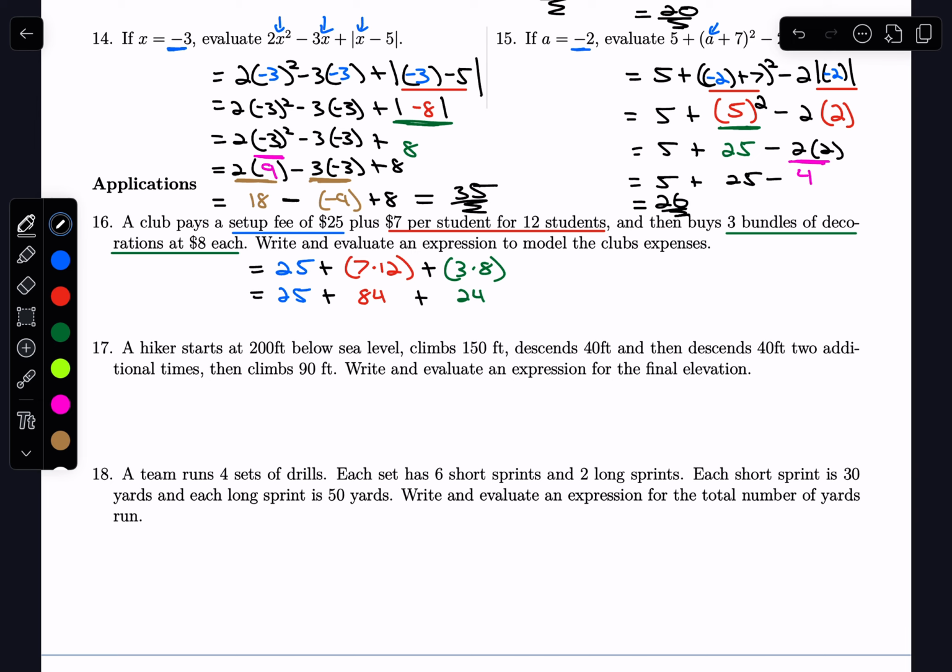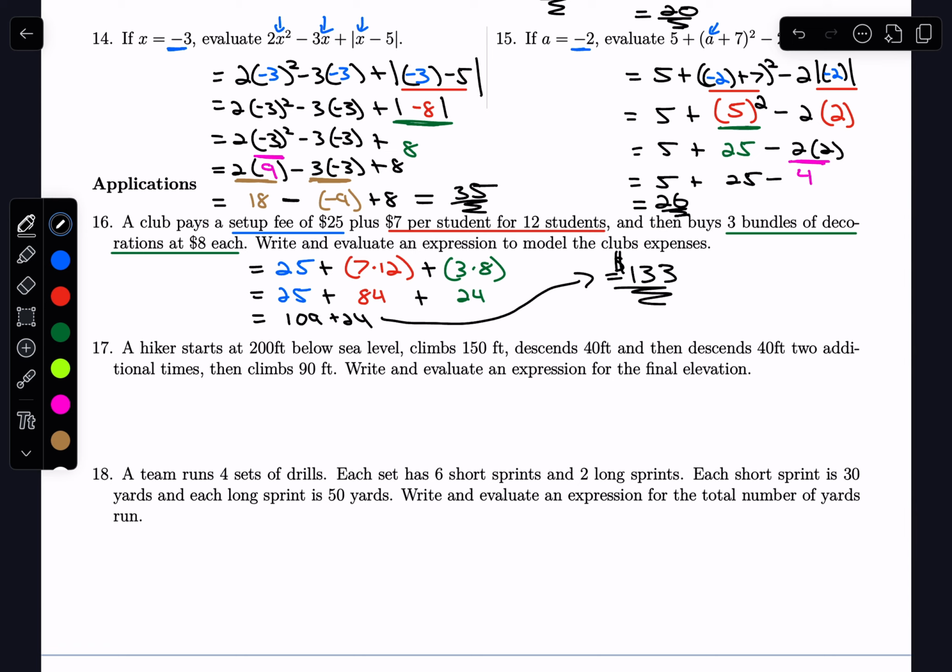Because these numbers are a little bit big, we're going to do this one step at a time. 25 plus 84 is 109. And then we still have to add 24 to it. 109 plus 24 is going to give us 133. So we end up with a total cost of $133. And notice I threw a dollar sign on it at the end there because we are talking about money and an expense to the club in this case.